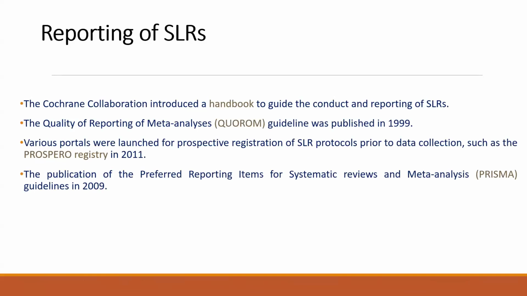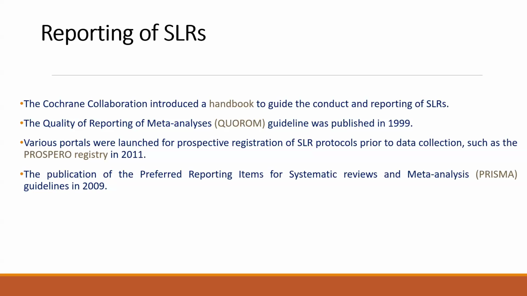To report systematic reviews, the Cochrane Collaboration introduced a handbook to guide the conduct and reporting of systematic reviews. The Quality of Reporting of Meta-analyses, that is the QUOROM guideline, was published in 1999, and later they came up with the PROSPERO registry. This is the registry where you register your entire systematic review protocol based on what you are going to do.